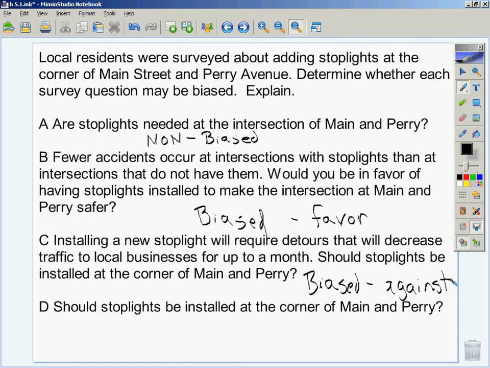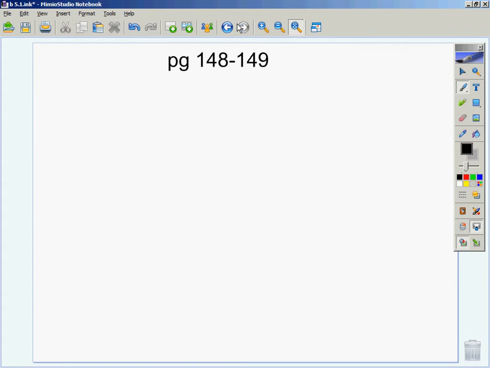D, should stoplights be installed at the corner of Main and Perry? Non-biased. Non-biased. Everybody understand the difference between biased and non-biased? And that's your assignment. It's simple enough, and I'm going to tell you it's very difficult to go over tomorrow because some of the questions, there's lots of right and wrong answers. Some of the questions are cut and dry. They're either biased or non-biased.